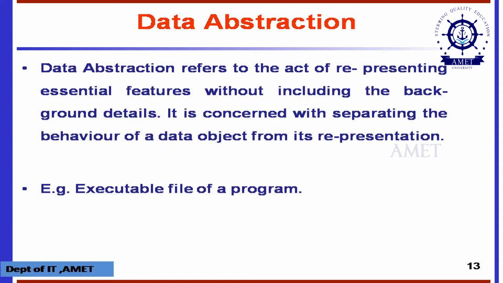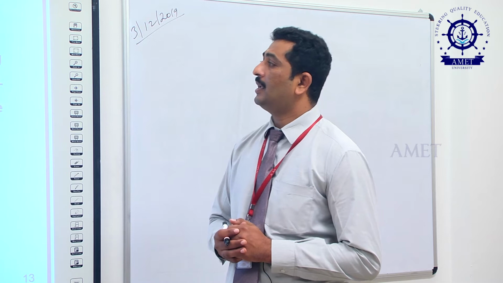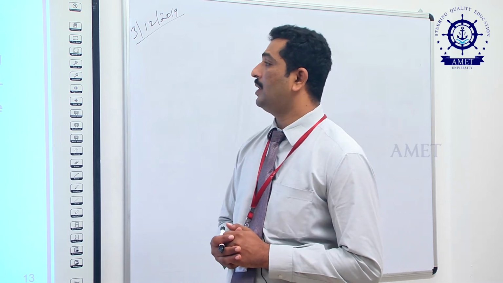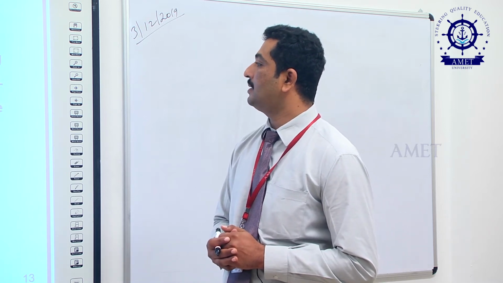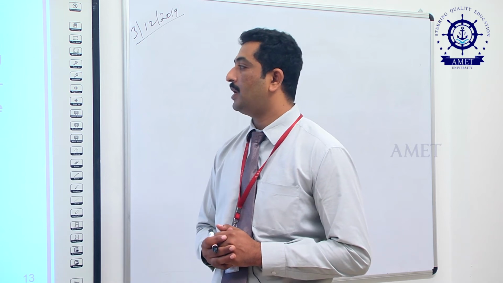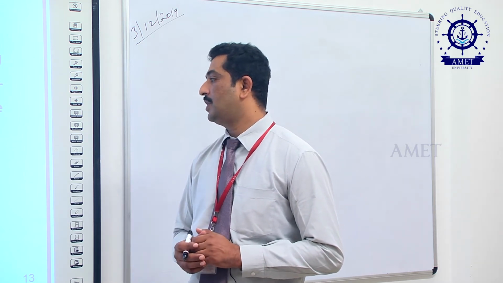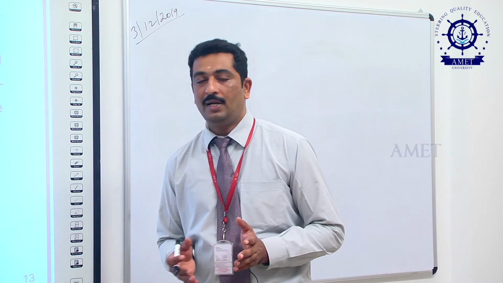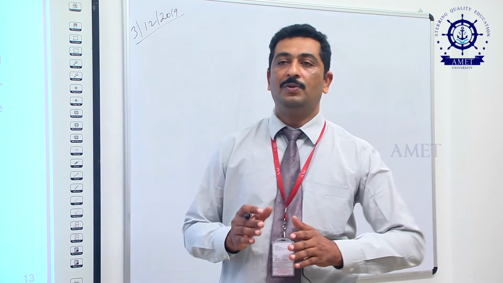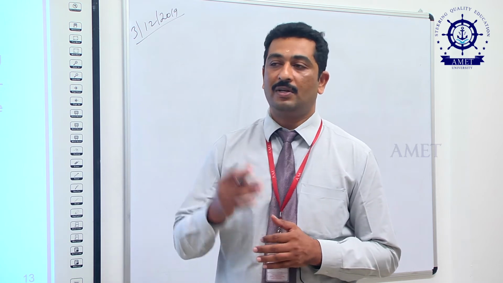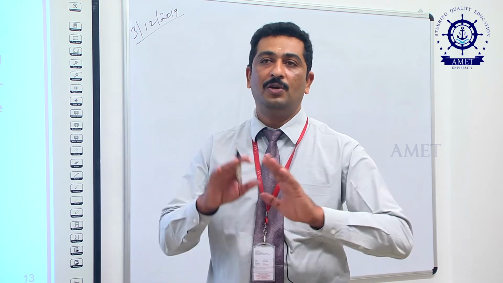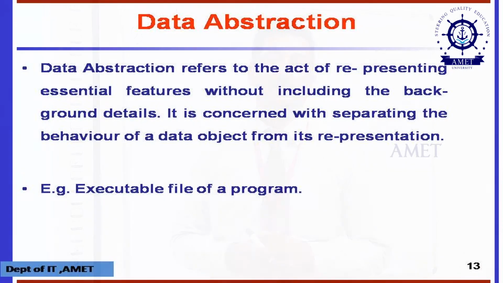The next important feature is data abstraction. Data abstraction refers to the act of representing essential features without including the background details. It is concerned with separating the behavior of the data object from the representation, for example an executable file in a program. What is data abstraction? We show only the essential things and hide the background details. That concept is called data abstraction.